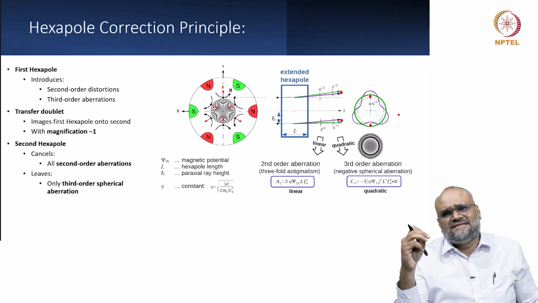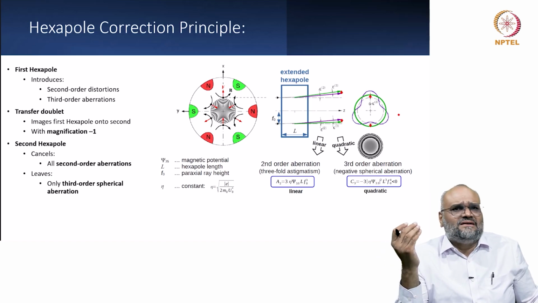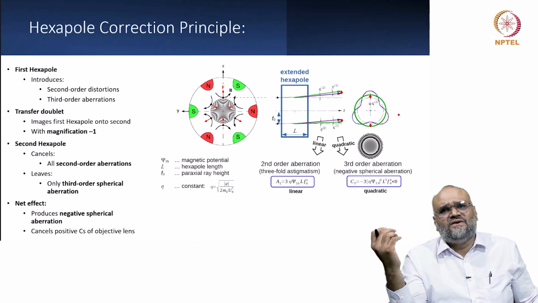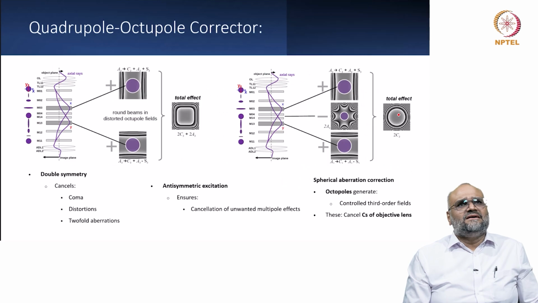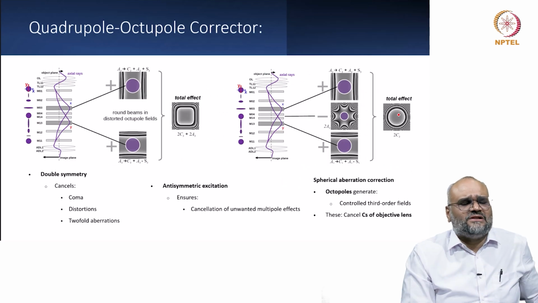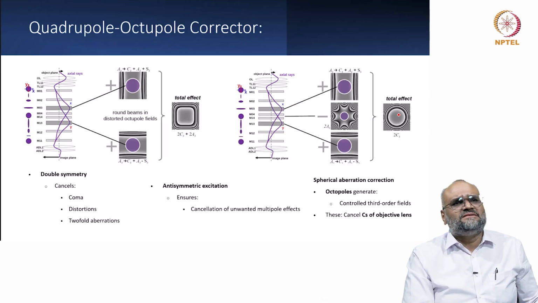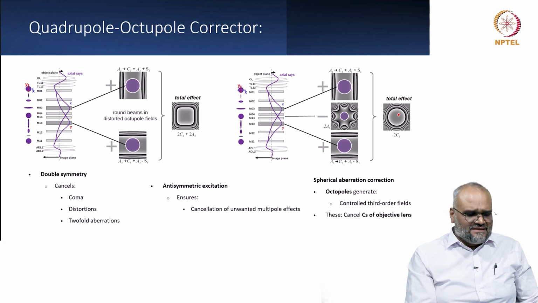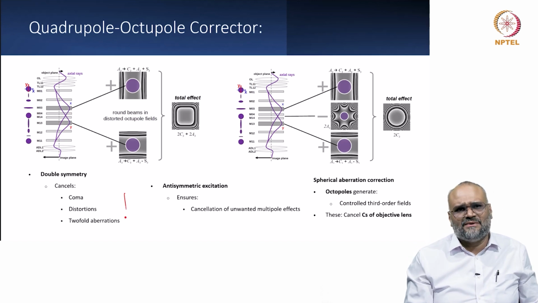This negative CS now cancels out the positive CS of the round electromagnetic lens, and this is how you correct for the spherical aberration with a hexapole kind of corrector. Then when you have the quadrupole octupole corrector, you have a symmetric design where you have a combination of the octupoles and quadrupoles, and even in this, by introducing the double symmetry, you are cancelling out the coma, distortions and two-fold aberrations.